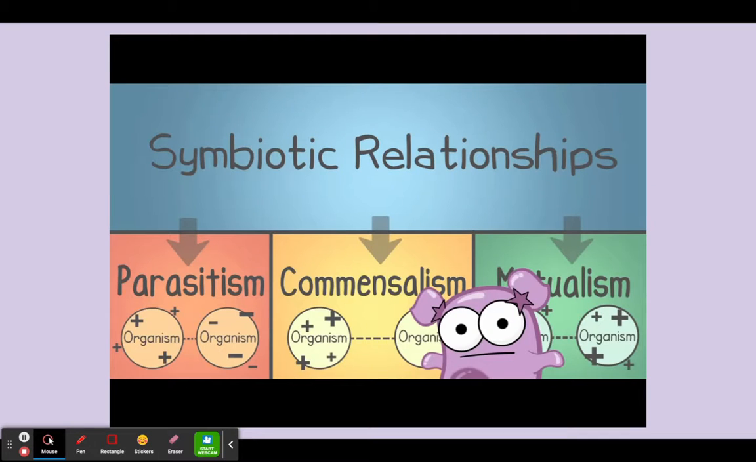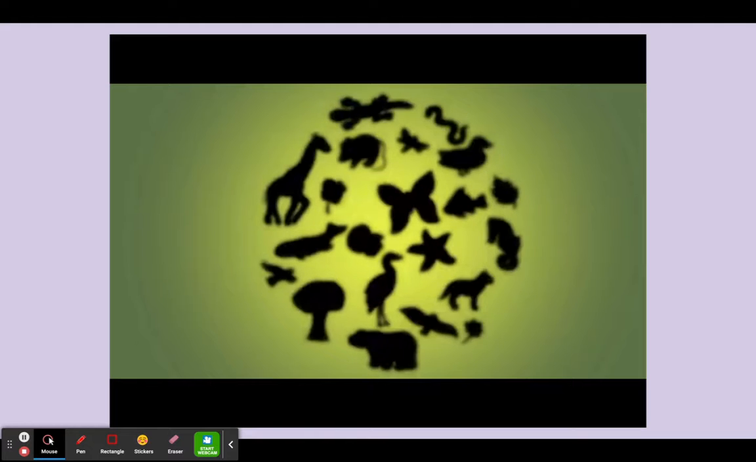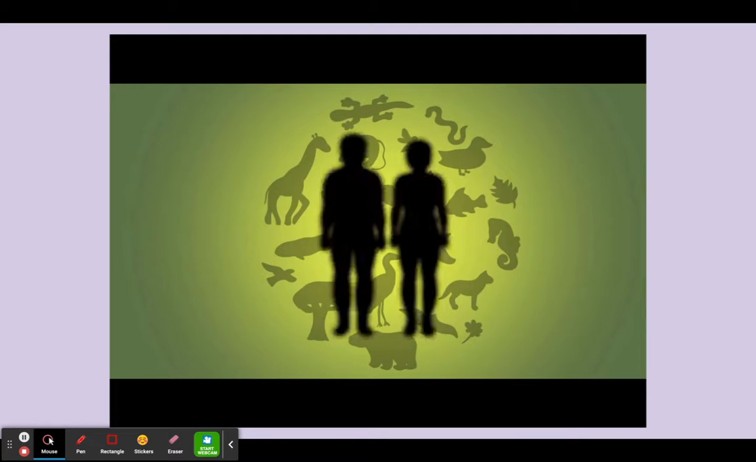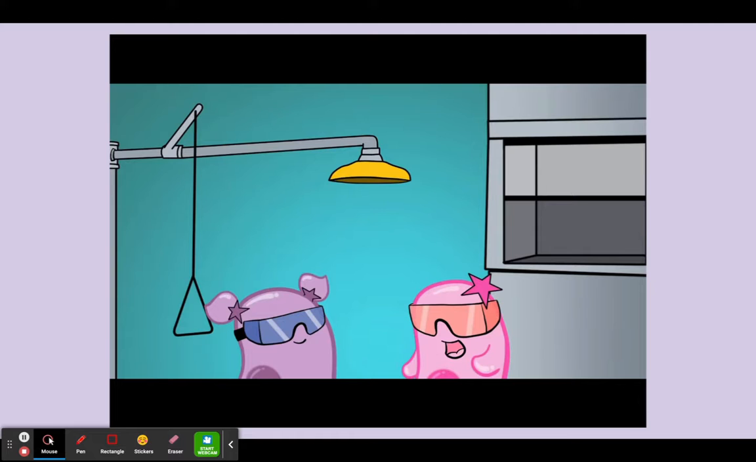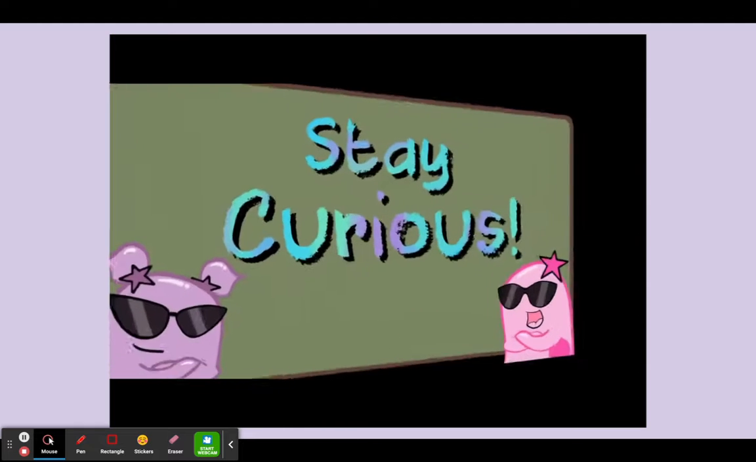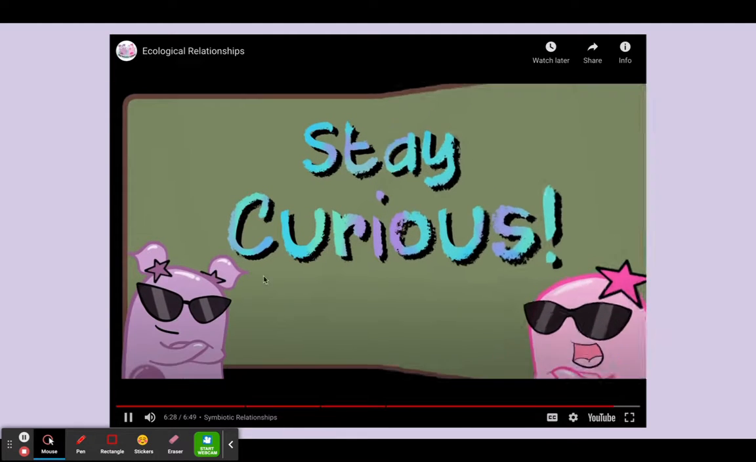So, why do all these relationships matter anyway? Well, one reason is that these interactions can make significant impacts on populations of different species living together. That means if the population of a certain species is threatened by human activity, for example, it can affect more than just that one species. Scientists continue to learn about new ecological relationships all the time. Well, that's it for the Amoeba Sisters, and we remind you to stay curious.